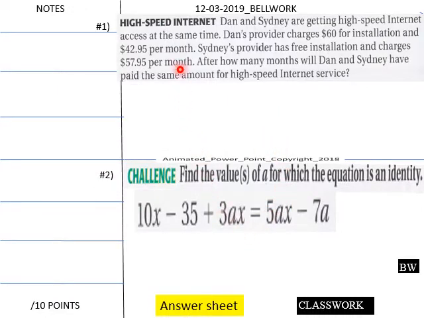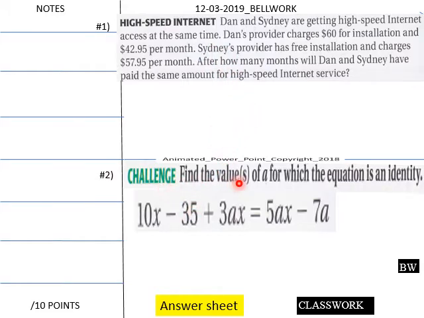High-speed internet. Dan and Sydney are getting high-speed internet access at the same time. Dan's provider charges $60 for installation and $42.95 per month. Sydney's provider has free installation and charges $57.95 per month. After how many months will Dan and Sydney have paid the same amount for high-speed internet service? That's your first problem up there, students.